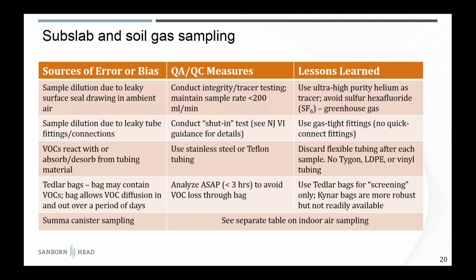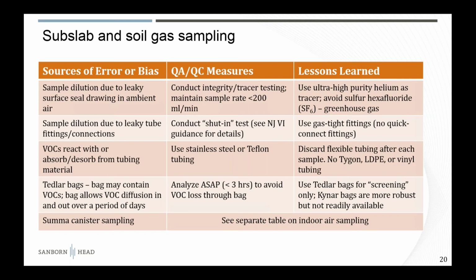either into your port construction or into your sampling train. Another possibility is leaky tube fittings. So you want to use gas tight fittings for this, no quick connect fittings. There's actually a shut-in test procedure. Again, the New Jersey guidance has a good photo and a step-by-step description on how to conduct a shut-in test. Basically, put your sampling train under vacuum and make sure the vacuum doesn't decrease.